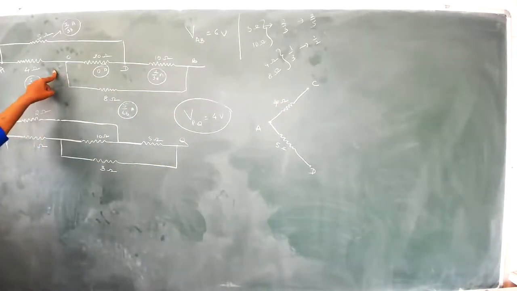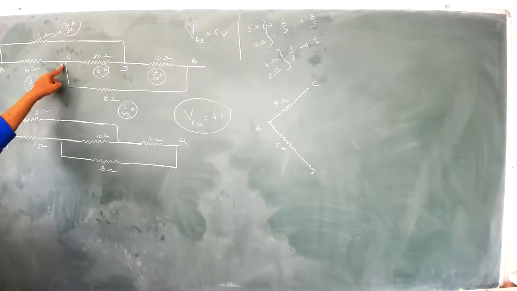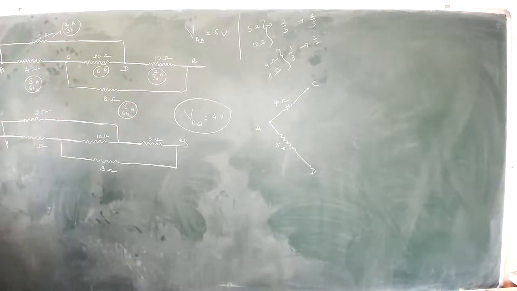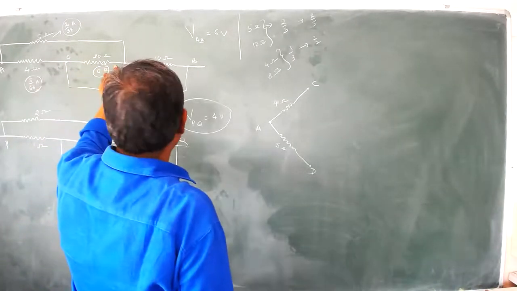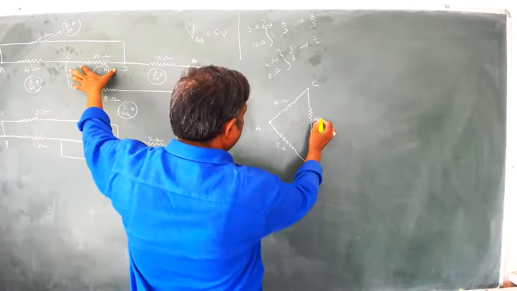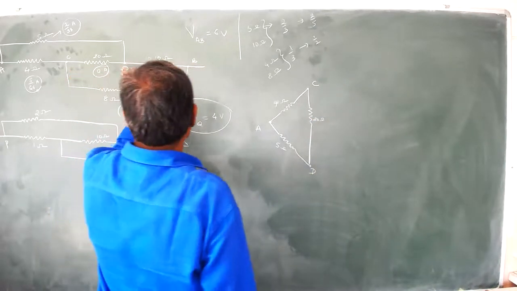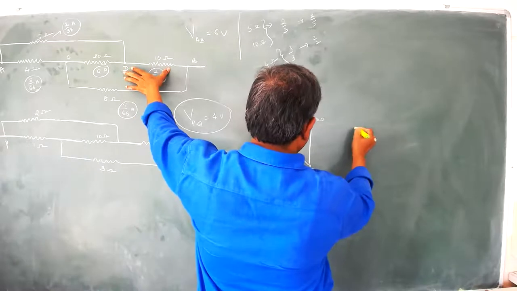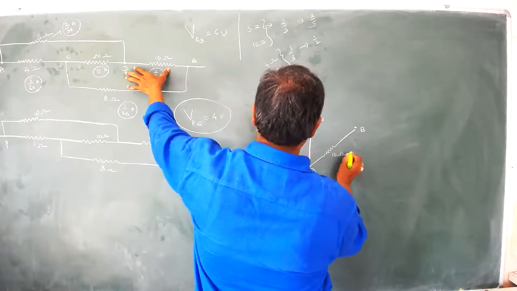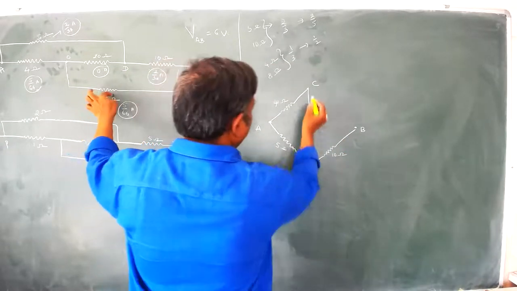Understood? Yes or no? Girls? Understood? Between A and C, 4 ohm. Between A and D, 5 ohm. Like that, we have to think and redraw the figure at the time of the exam. Next, look at this. Between C and D, 20 ohm. Between B and D, 10 ohm. Between B and C, 8 ohm.